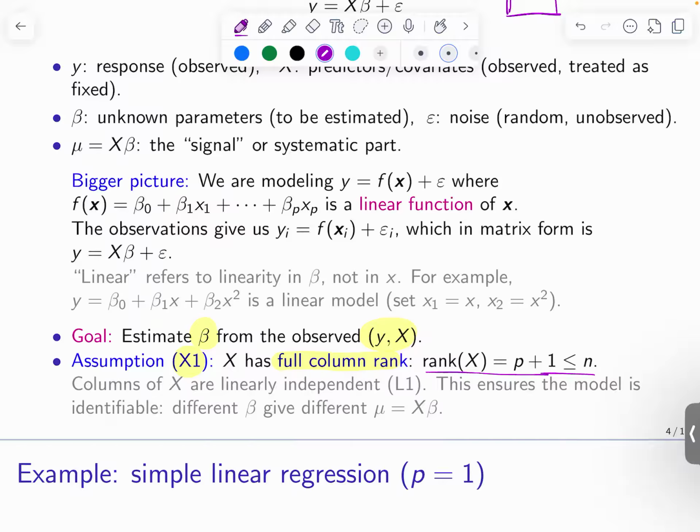So the columns of x are linearly independent. This ensures, the key part, that the model is identifiable. What do we mean by the model being identifiable? How many people have heard about identifiability, or when the statisticians say a model is identifiable? What do they mean? It's a very common term that you hear from a statistician.